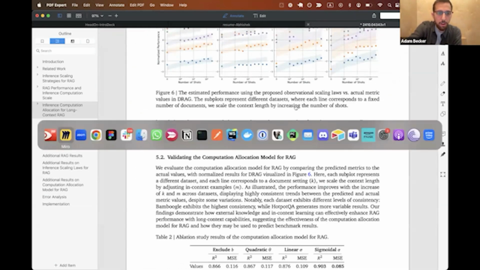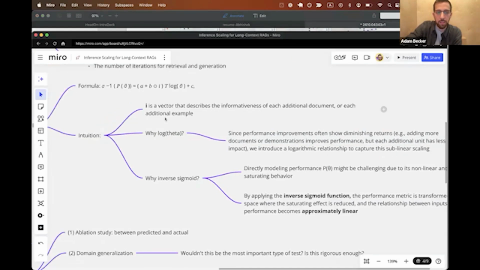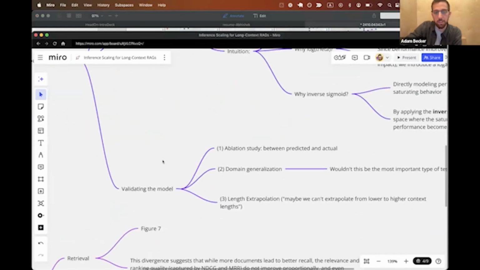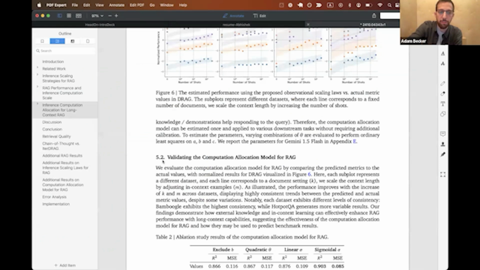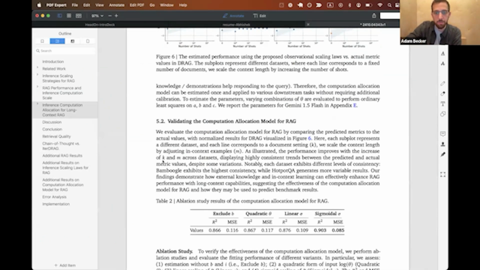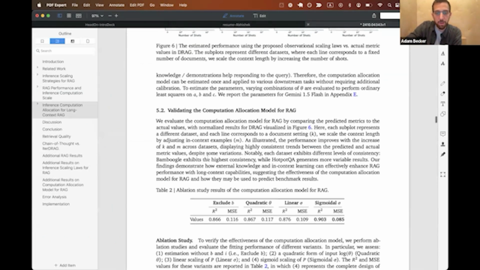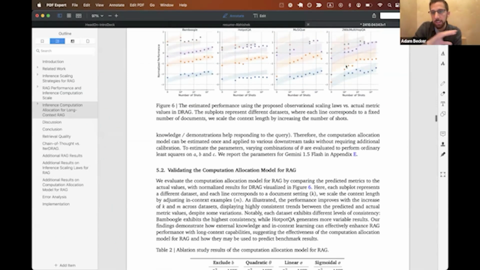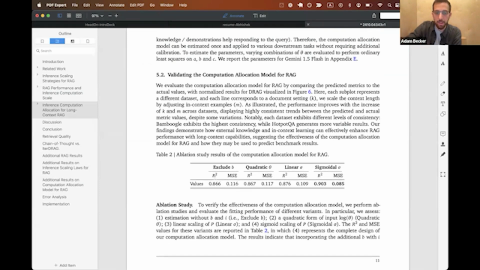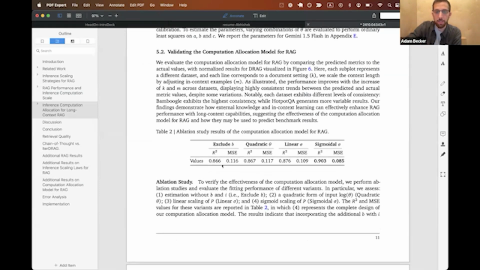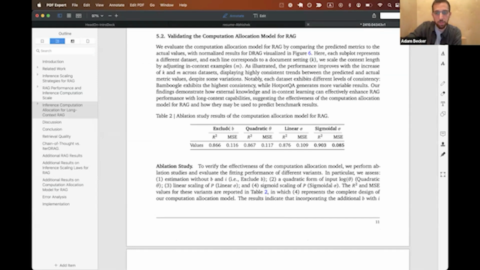So now we've moved away from the construction of the model. Now they're trying to validate it. So let's see if the model makes sense and in which regimes it makes sense. The first thing that they do is predict the performance, and then they actually measure the performance, and then they're running an ablation study. They're trying to turn off various knobs, and then they want to see what the actual effect was. So in the first case, they're just excluding B.